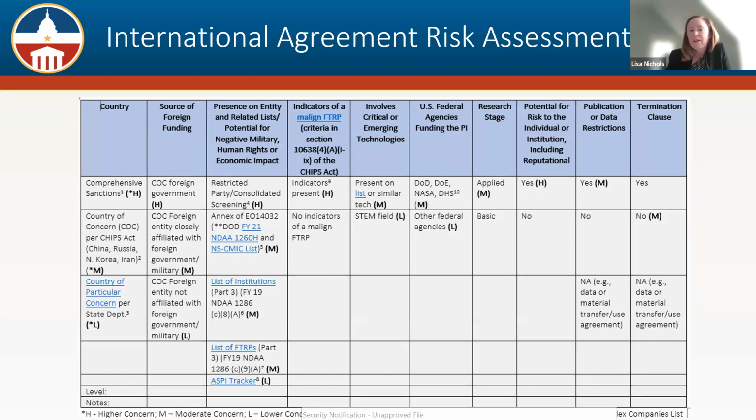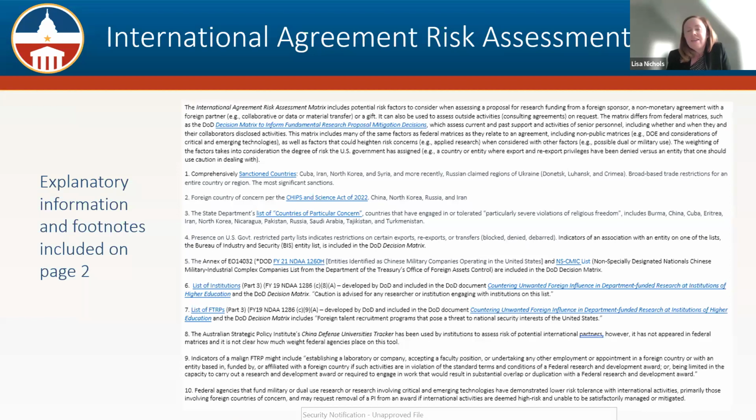And I just want to note, if we can go to the next slide. You're not going to be able to read this well here, but I just wanted to note that there's a second page of this matrix, and it includes an overview, explanatory information, and also the footnotes and the applicable links on that page. So again, you can find that on Michigan's website. Can we go to the next slide?